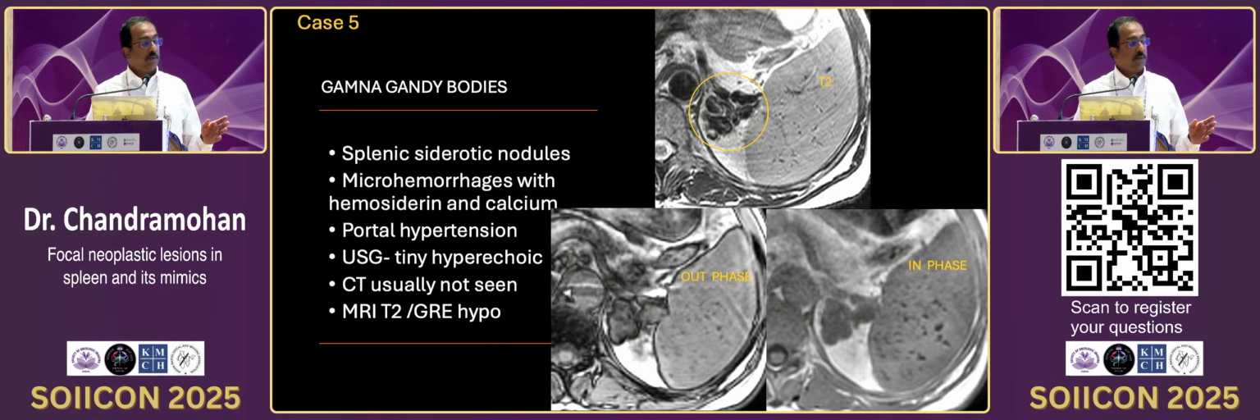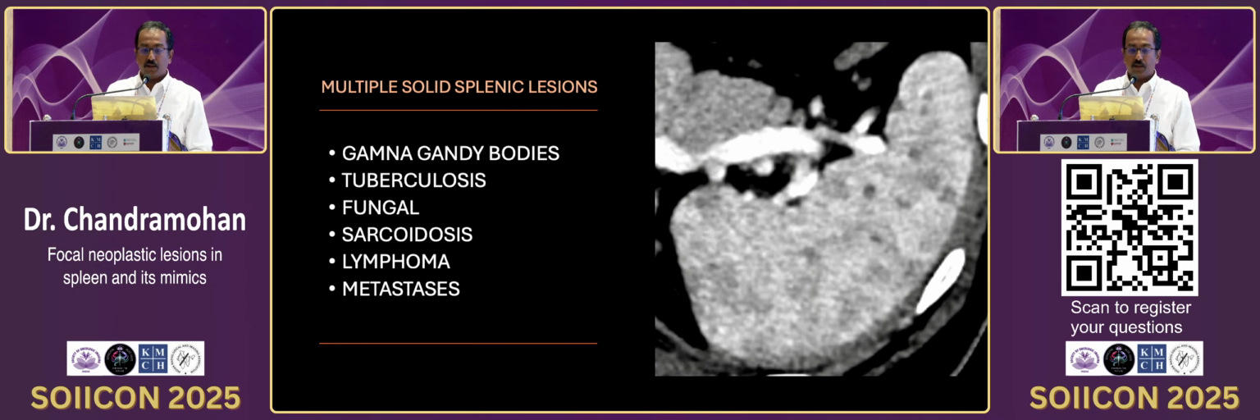So this is portal hypertension. Usually Gamna-Gandy bodies appear in portal hypertension. Siderotic nodules contain hemosiderin and calcium, so because of the hemosiderin iron content, they bloom in the in-phase more than the out-of-phase images. For multiple small solid splenic lesions, we think in terms of Gamna-Gandy bodies, tuberculosis, fungal, sarcoidosis, lymphoma and metastasis. These are the differential diagnoses for multiple solid splenic lesions.